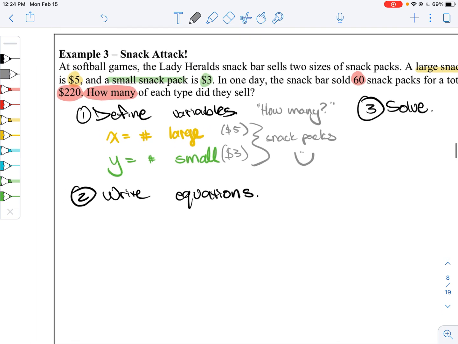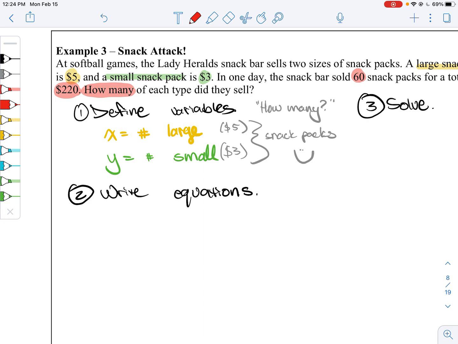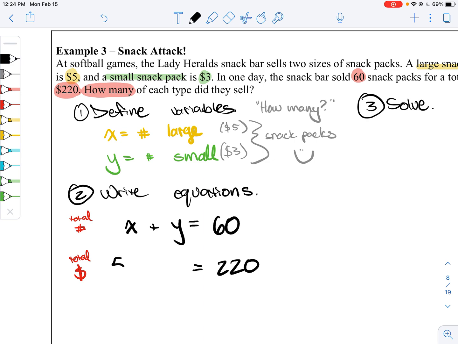Now we need equations. First, we're going to have one that represents the total number, and then we're going to have one that relates the total cost. So in our first equation, we know that the number of large snack packs plus the number of small snack packs equals 60 total snack packs sold. We also know that the total cost was $220. And so we got $5 times our large snack packs plus $3 times our small snack packs. And now we have a system of equations.